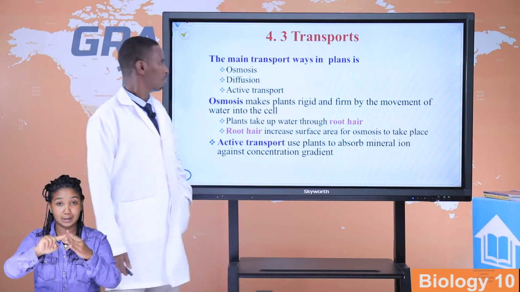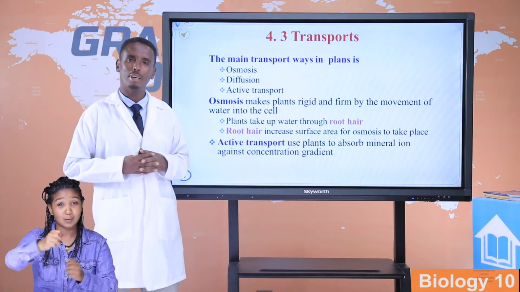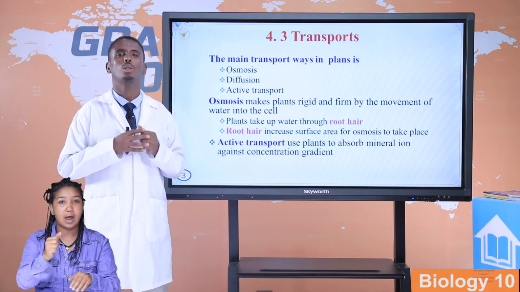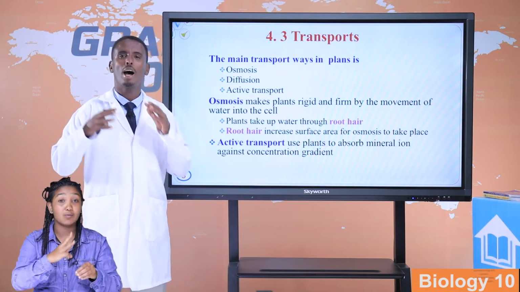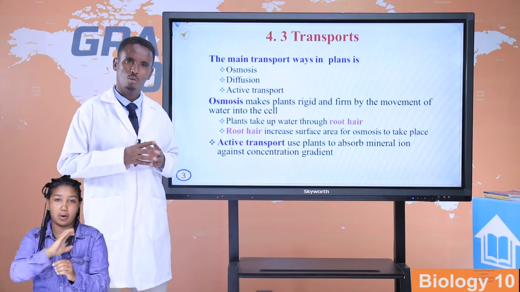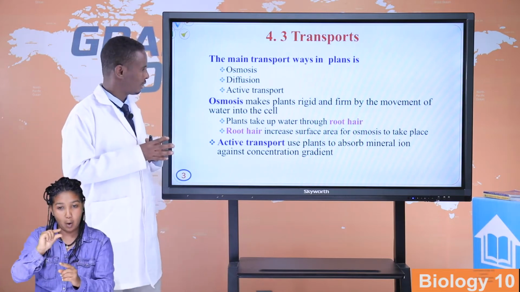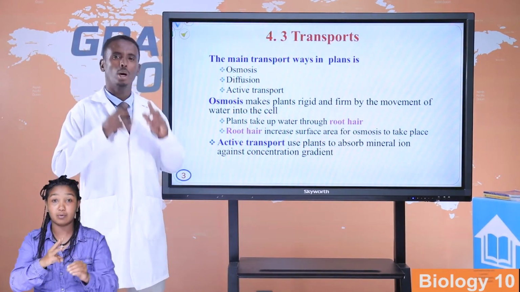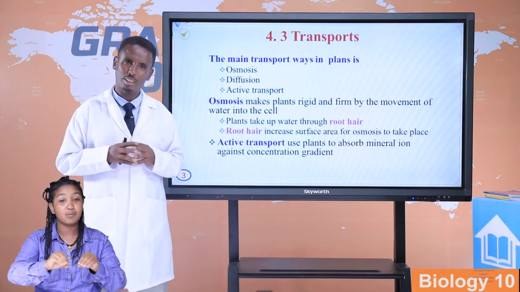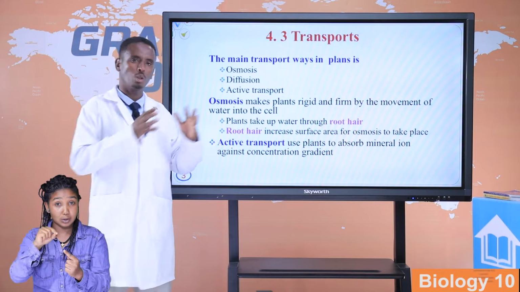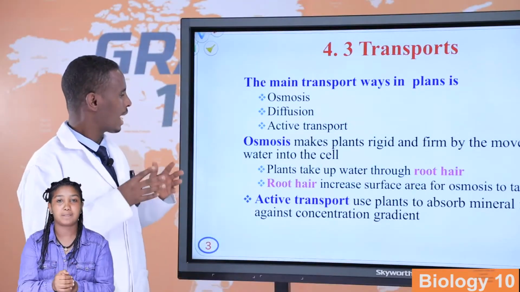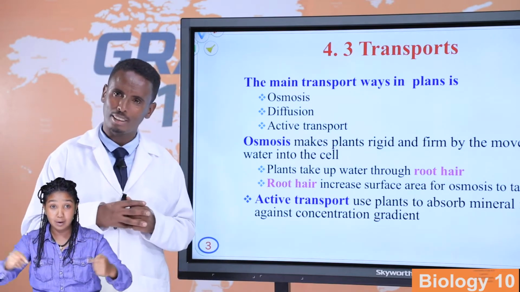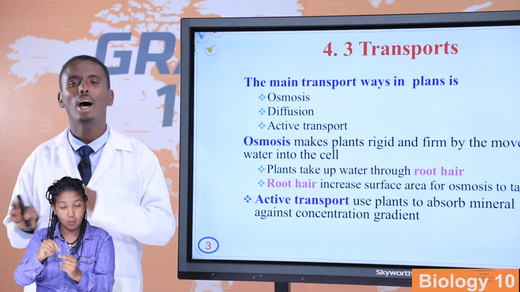So let's start with transport. The main transport systems in plants are osmosis, diffusion, and active transport. Osmosis is the movement of water from high water potential to low water potential, from high water concentration to low water concentration. Osmosis makes the plant rigid and firm by the movement of water. Whereas diffusion is the movement of a substance from high concentration to low concentration. Whereas active transport is the movement of a substance against the concentration gradient, from low concentration to high concentration.